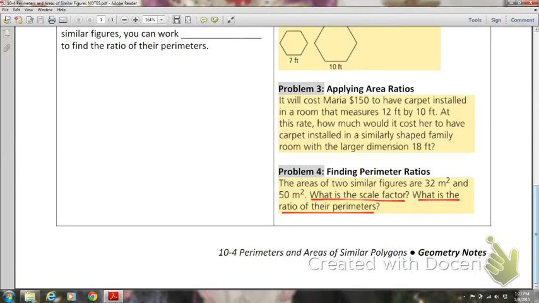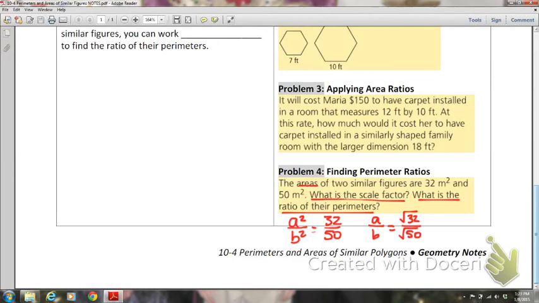So first they give us the areas of two similar figures. So the ratio of the areas, A squared over B squared, is 32 over 50. Now if you take the square root of both sides, you will get that A over B is equal to the square root of 32 over the square root of 50.